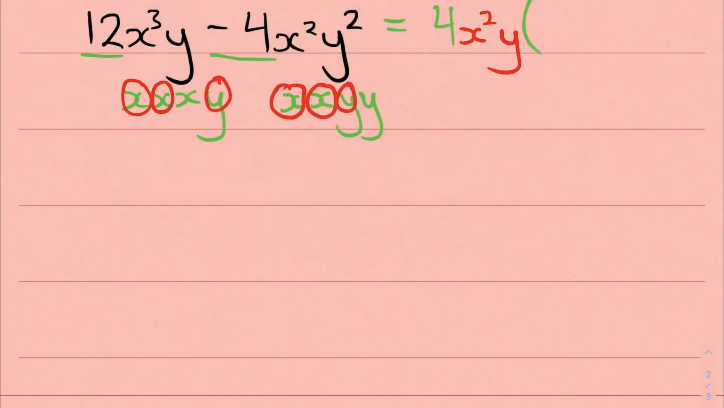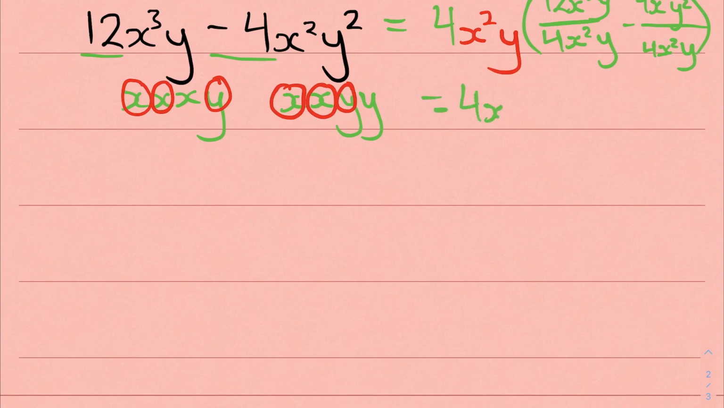Alright, let's go ahead and finish off the bracket. So we've got 12x cubed y over 4x squared y minus 4x squared y squared over 4x squared y. Sorry, 4x squared y, isn't it? I've done too many there. Alright, so let's clean this up now on the next line. So we've got our 4x squared y out the front.